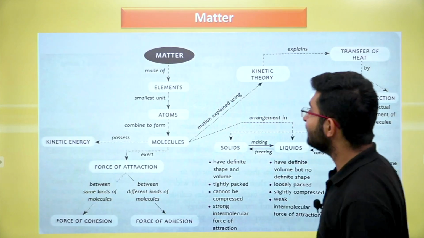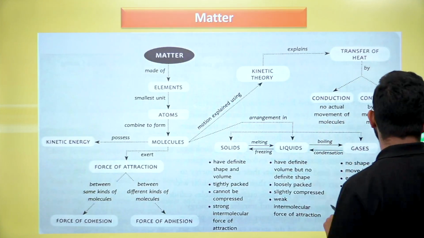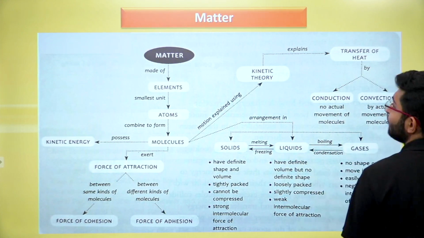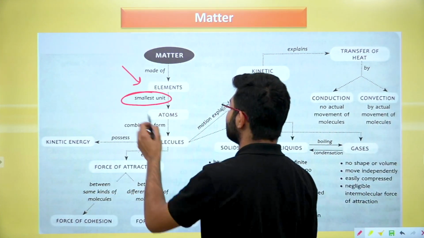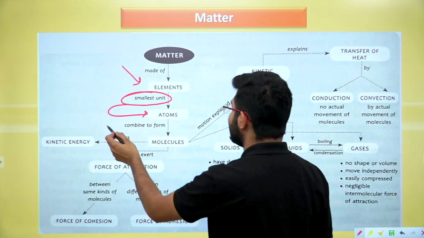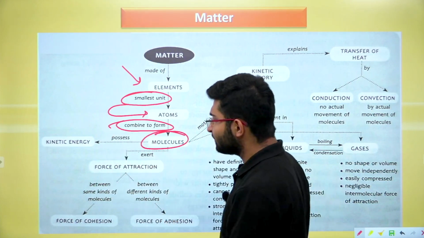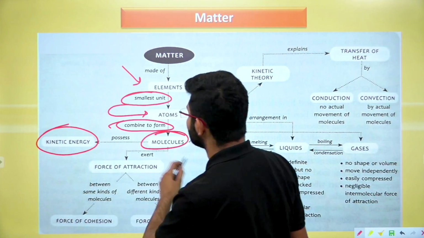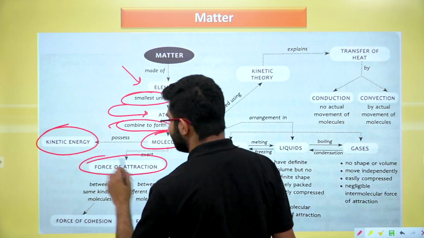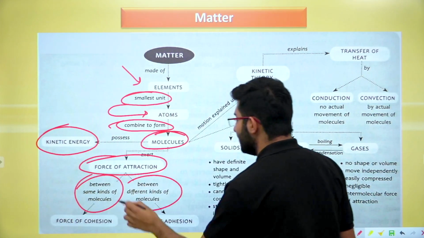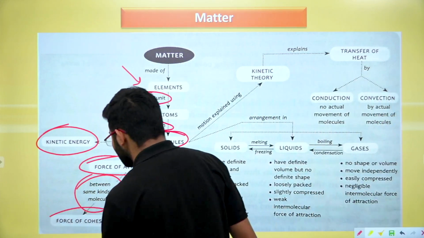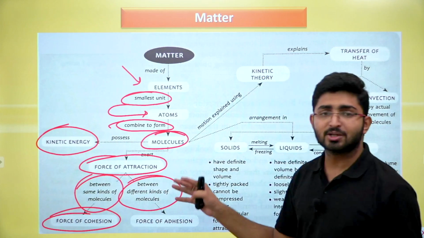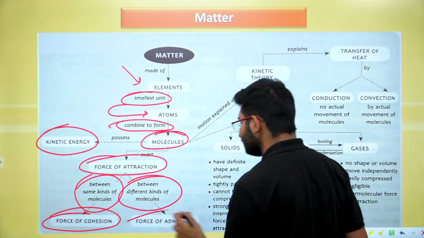Moving ahead, we have a concept map of the whole chapter. You can see here, in the whole chapter we have studied that matter is made up of elements, and the smallest unit of matter is atoms that combine to form molecules. Molecules possess kinetic energy, and molecules exert force of attraction between the same kind of molecules and between different kinds of molecules. The force of attraction between the same kind of molecules is force of cohesion, and between different kinds of molecules is force of adhesion.